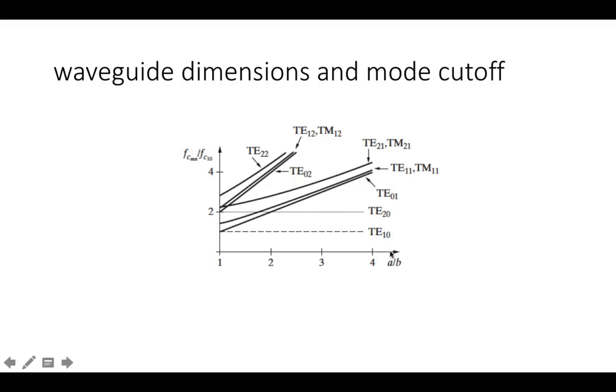So really the ratio of 2 to 1 is about optimum. The reason you don't want to go bigger is pretty much a practical reason, just the cost of copper.